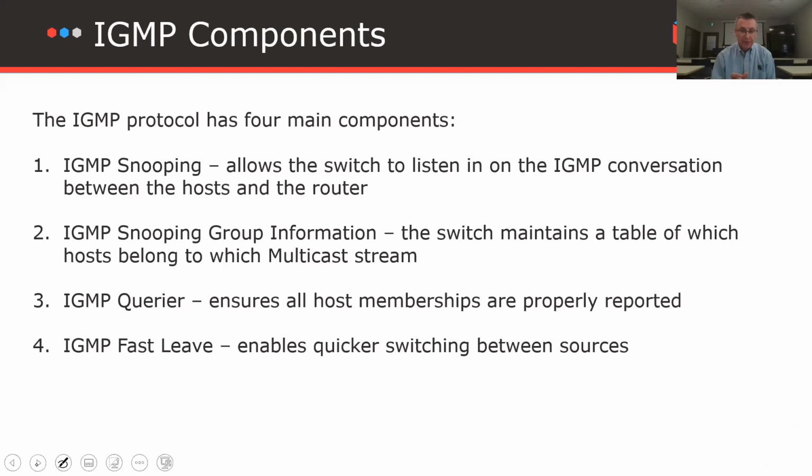So the switch actually builds a table so it can keep track of where everybody is. And I'll show you what that table looks like in a minute. The querier is just a function that goes out there and says, hey, still there? Are you still there? It's almost like HDCP in an HDMI system. It always wants to know if that person is still there. And fast leave allows us to do quicker switching between sources. So you see IGMP has 4 different components that all work to make our systems more efficient.